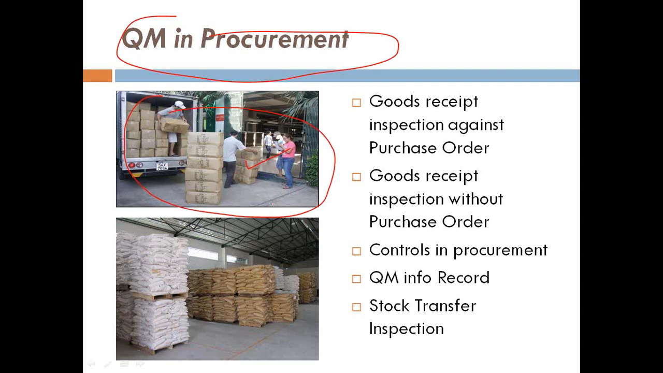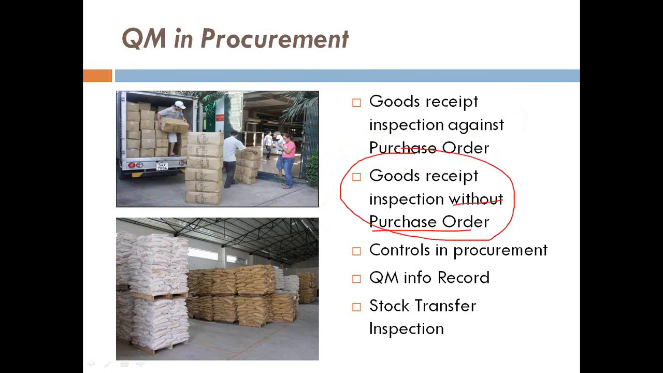When the material is received from the vendors, how to do that, what settings you have to make, all those things will be discussed. That is incoming material inspection against a purchase order. Sometimes materials are received without a purchase order, how to do that also. Then controls in procurement. As a quality person, you will control which material has to be procured from which vendor. How to do that, how to make the settings, everything we will learn.